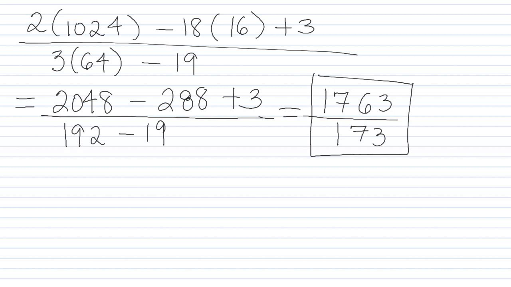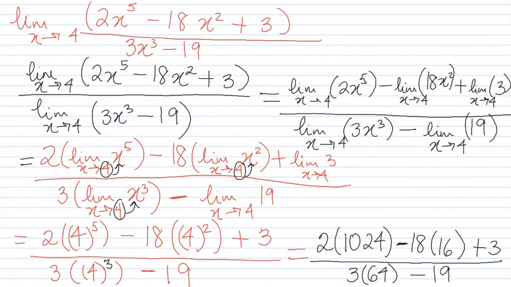1763 divided by 173. So that is the answer to this question. Hopefully this explains a lot better. If you are confused, just go back and trace everything I've explained. First of all, we have applied the quotient rule.